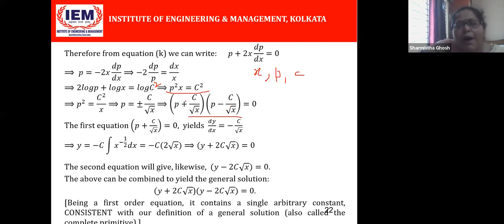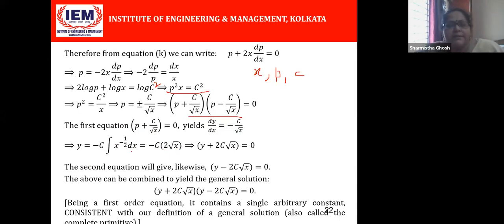So the first part, p plus c by root x equal to 0. As p is dy dx, you see now that I can easily integrate this and I get an answer for y. So it's dy equal to minus c dx by root x. Obviously, you can integrate this. This will be your answer, y equal to minus c integral x to the power minus half dx. So as you integrate this, it will give you minus c 2 root x, right?